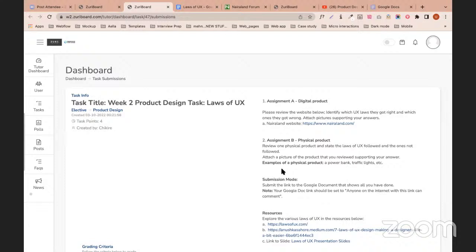So Ikechukwu, you said you have 4 tags. That's fine. Introduction to Figma, Laws of UX, design thinking, and update profile. Well, you have to do everything.